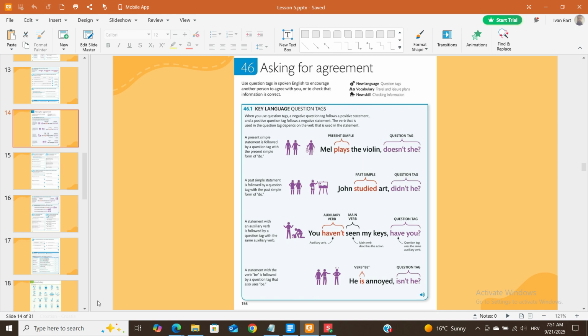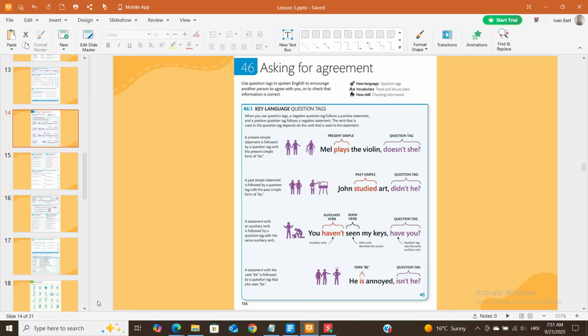A statement with an auxiliary verb is followed by a question tag with the same auxiliary verb. Auxiliary verb, main verb, question tag. You haven't seen my keys, have you? The auxiliary verb and main verb describe the action. The question tag uses the same auxiliary verb.